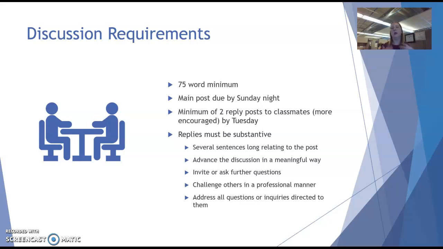And these replies need to be substantive, which means that they actually add to the discussion, continue the discussion. They're several sentences long. They advance the discussion in a meaningful way, so it actually allows for more discussion, more back and forth. You could be asking questions or even have questions for others. If you can challenge others, maybe you disagree with their thoughts on mental math, but be professional and respectful about it. And you need to address any questions that people ask of you, because if people ask you questions and you don't respond, well, that kind of kills the discussion. So just keep that in mind.